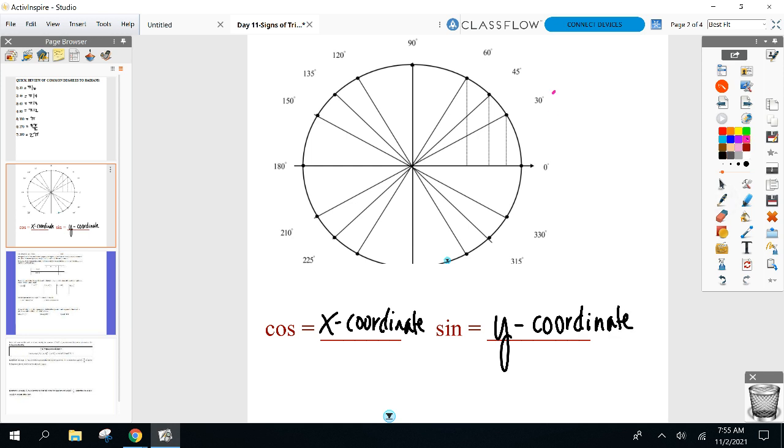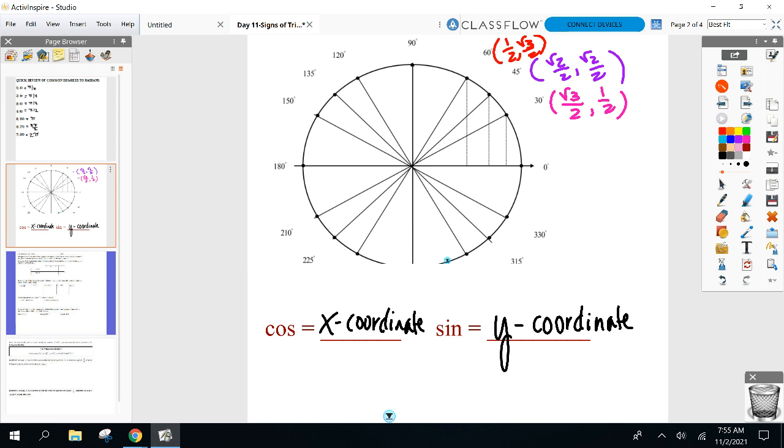Before I leave this page, at 30, what's the coordinate at 30? We just had this, right? Radical 3 over 2, 1/2. At 45, radical 2 over 2, radical 2 over 2. And at 60, 1/2, radical 3 over 2. All right, so yesterday, we did sine and cosine for these three.